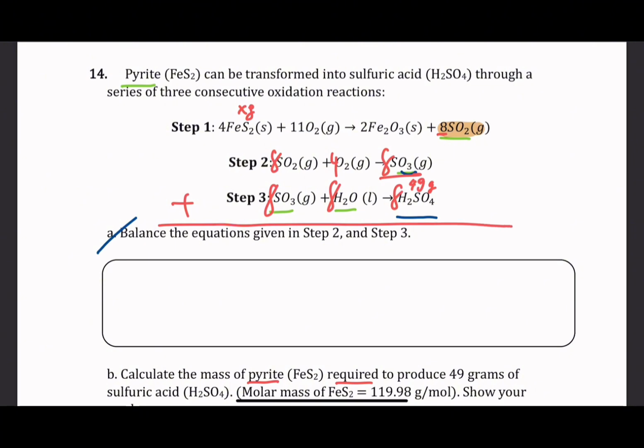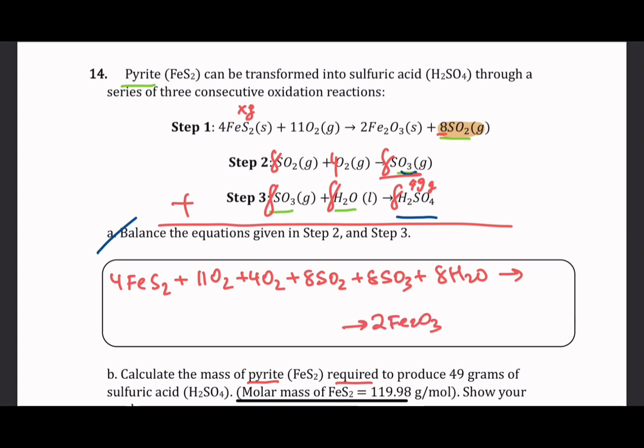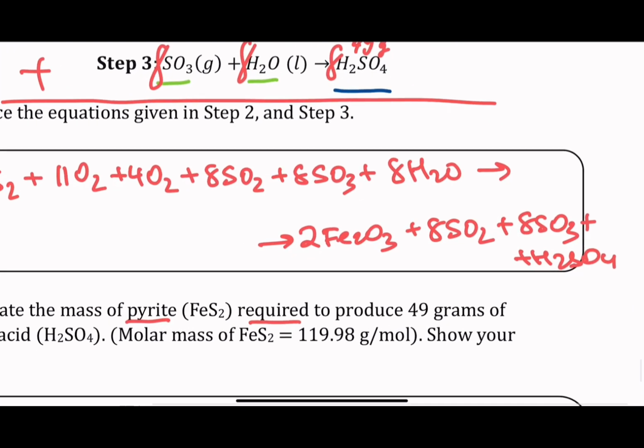So when I add it up, I'm going to write 4 of S pyrit. I have 11 oxygens. I have 4 oxygens. I have 8 SO2. I have 8 SO3. And I have 8 water. 8 water, that's what I have, right? In this left side. And on the right side, I got 2 Fe2O3, and then I have 8 SO2, I have 8 SO3, and I have H2SO4.